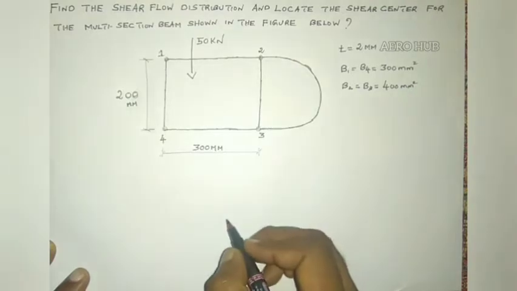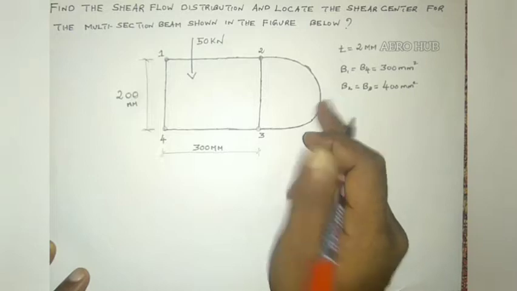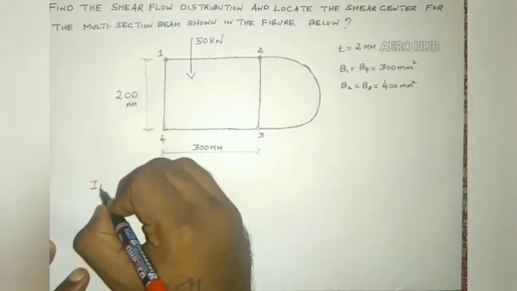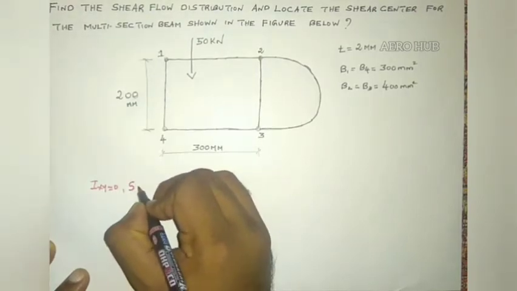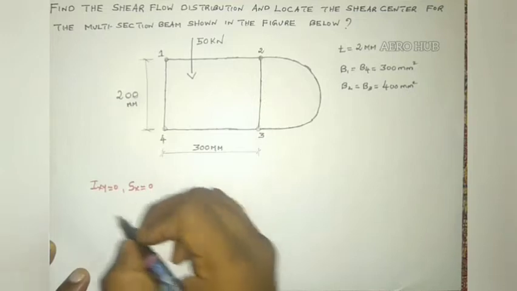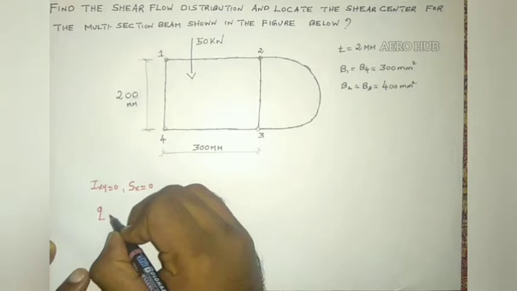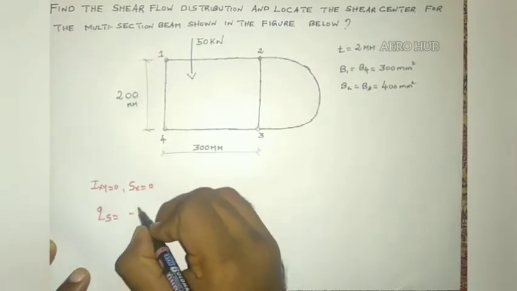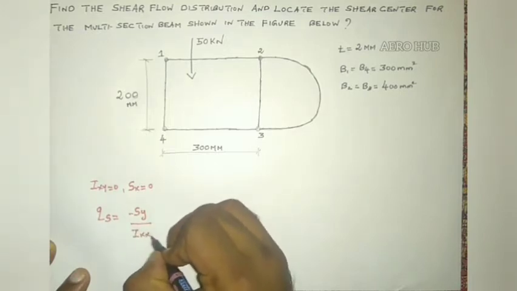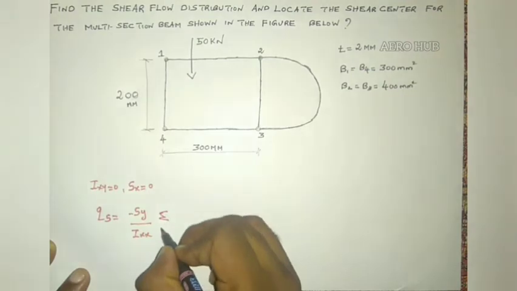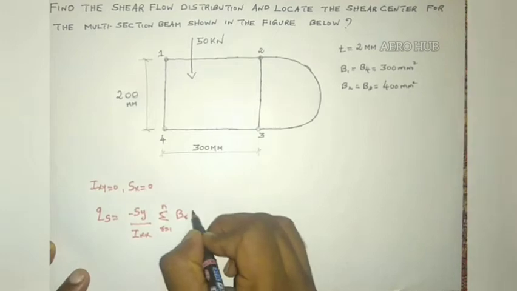Since we have to find the shear flow and this section is symmetric about the horizontal axis, the value of IXY is 0 and we don't have a shear force along the x direction. Therefore the distribution of shear flow is given by qs equal to minus Sy divided by Ixx, summation r equal to 1 to n, Br yr.